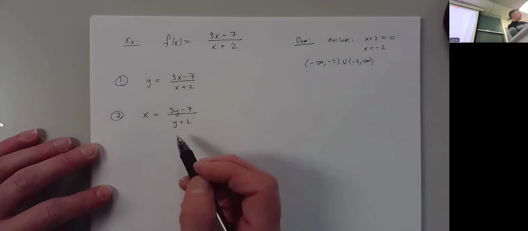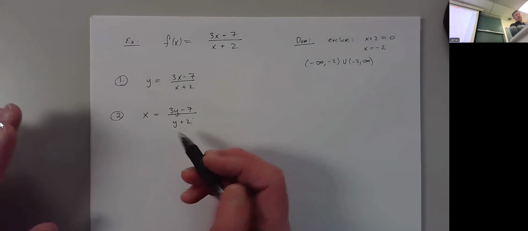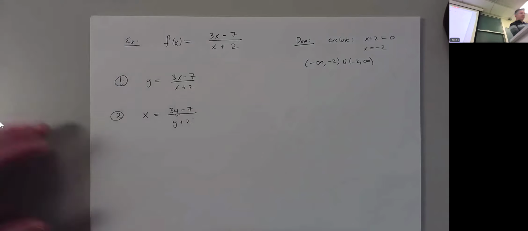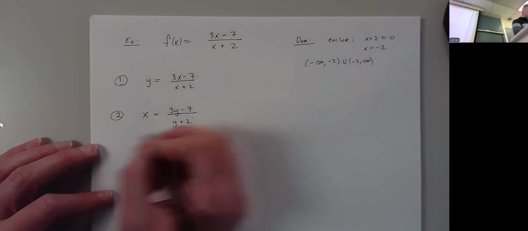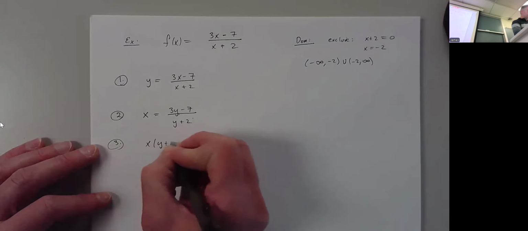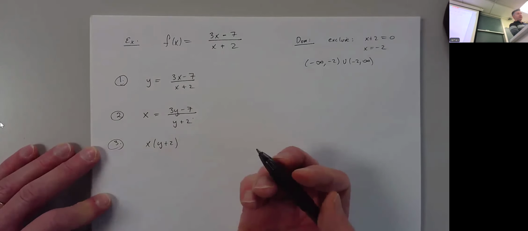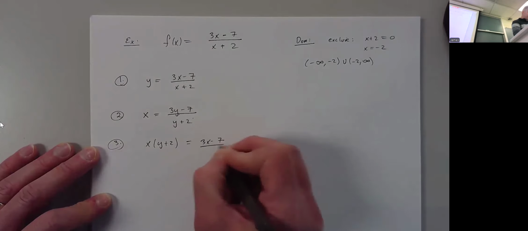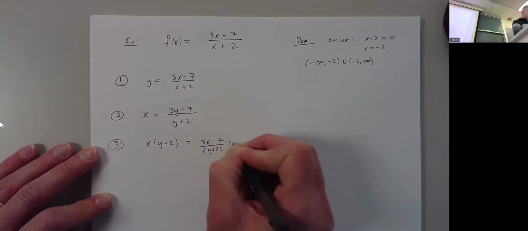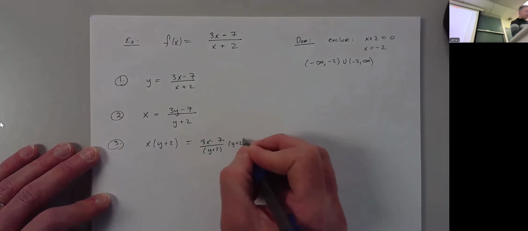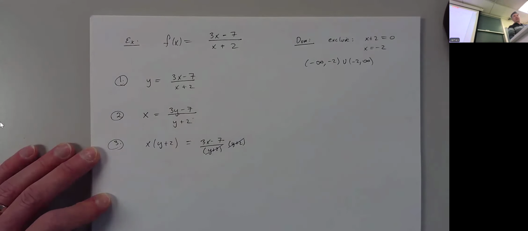So I still want to get rid of my denominator, right? That's often the first step: I don't want fractions. So we're going to multiply both sides by y plus 2. I don't think you need to write that on the right-hand side. You could write 3x minus 7 divided by y plus 2 times y plus 2, or you could just know that y plus 2 divided by y plus 2 is going to be 1. 3x minus 7, that's why we're doing it, so we don't have a fraction anymore.